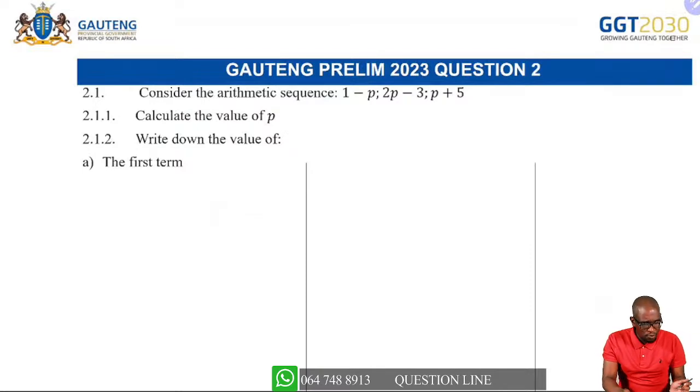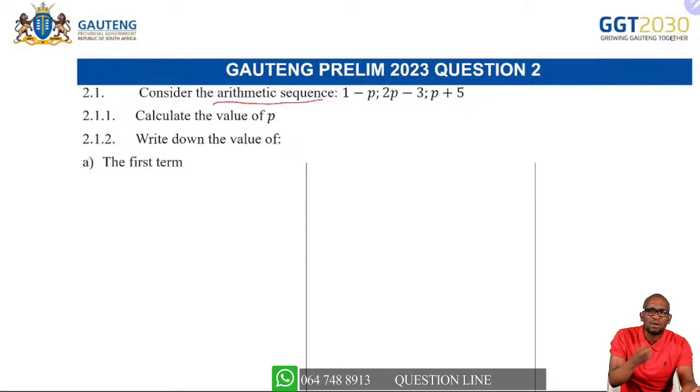Right. Question 2 says: consider an arithmetic sequence 1 minus p, 2p minus 3, and p plus 5. You are told here that the sequence is arithmetic. That's very, very important, which means you are not going to check whether it's arithmetic, geometric, combined, or quadratic. You're just going to go straight to the formulas for arithmetic patterns. These are linear patterns. If you are told it's arithmetic, you are definitely sure. You don't need to test it.